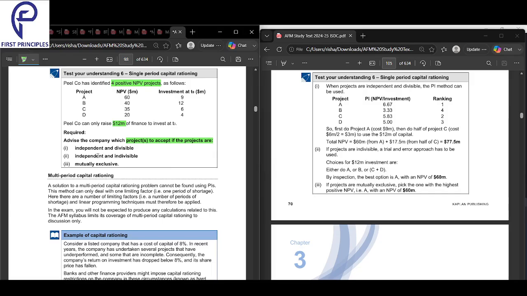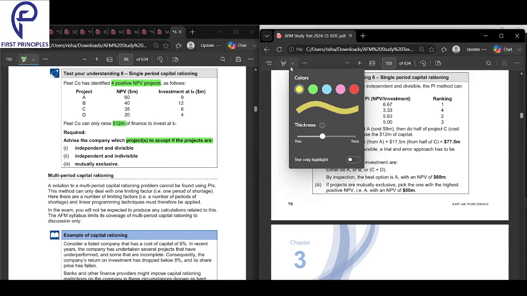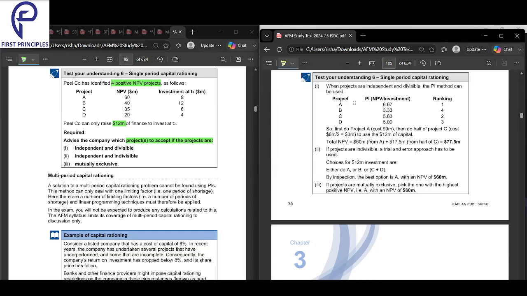Now we look into it. If the project is independent and divisible, we use a method called the profitability index. So let's look into this here. Profitability index method. So here you find the NPV per dollar. For 9 million if you invest, you get 60 million.